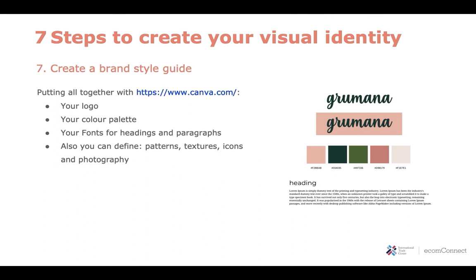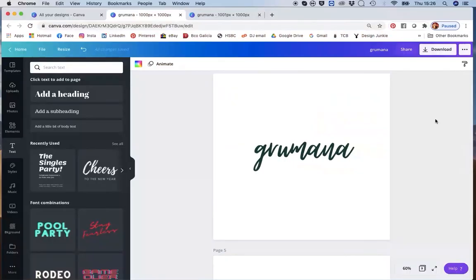We will be seeing the logo, the color palette, the fonts for headings and paragraph, and also if you need, you can define patterns, textures, icons, and photography in this brand style guide. So how are we putting it all together? Let's visit canva.com again. Here we are again in canva.com.